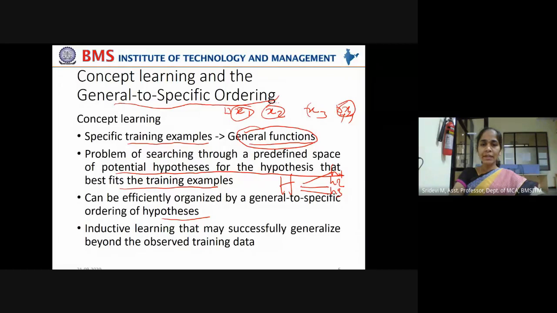Now, inductive learning, which may successfully generalize beyond the observed training data, is followed for this concept learning. Inductive learning means what? You're trying to learn from the previous observations. You're trying to learn from the previous data. You're trying to induce, to derive some explanation from them. And you're trying to generalize it to the next upcoming data. Right? This is called inductive learning.